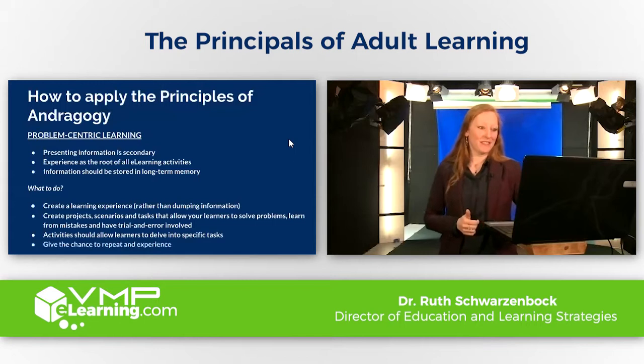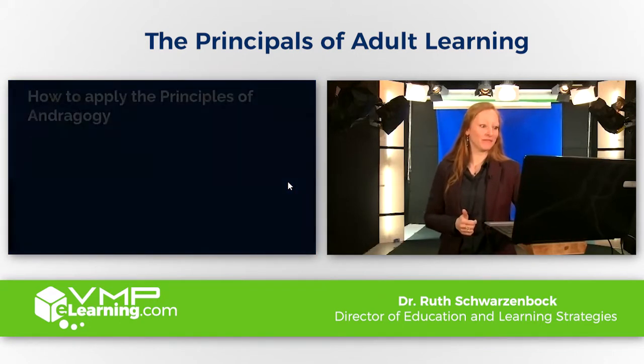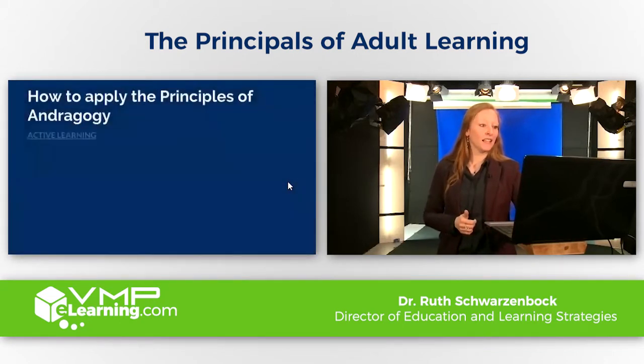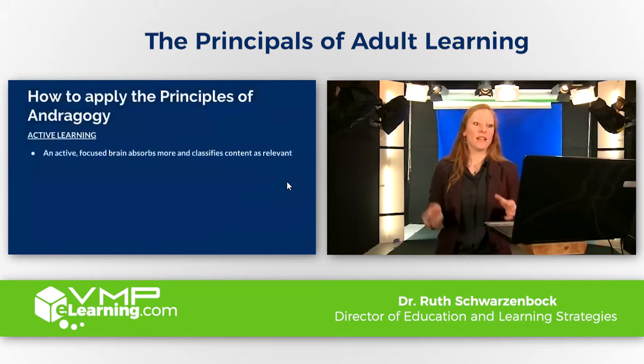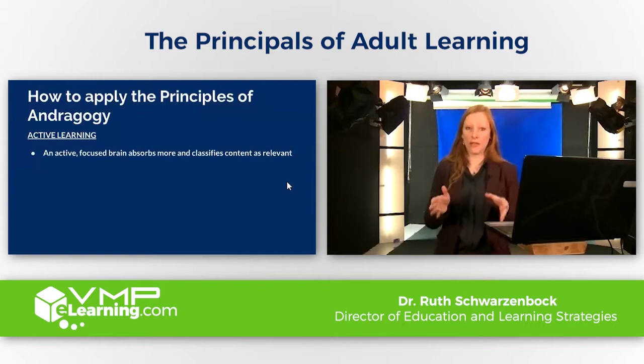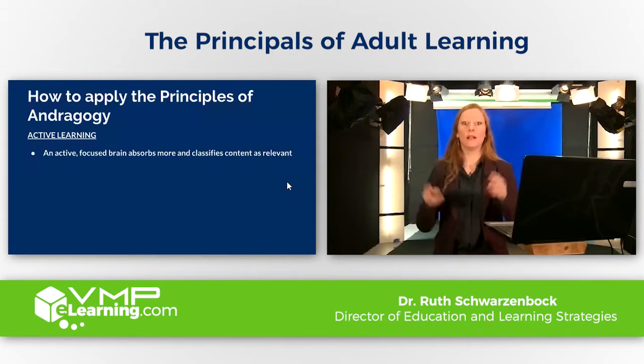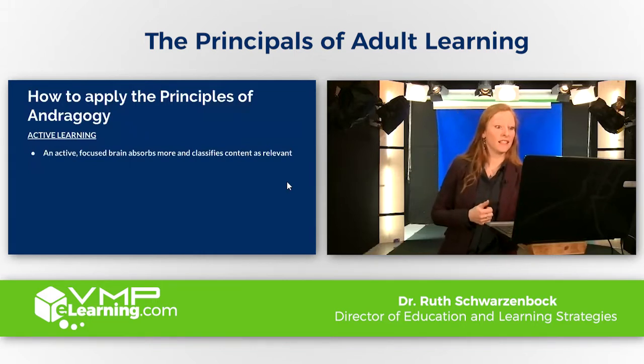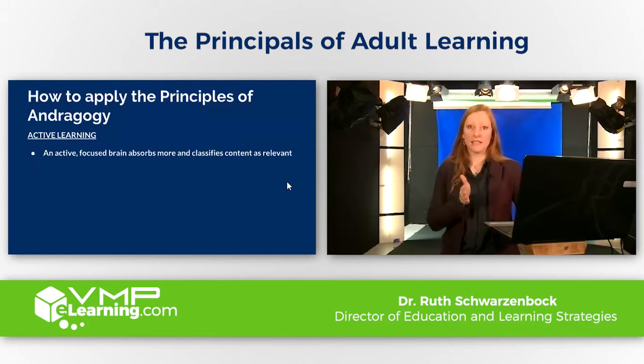All right, what was the next principle? The principle of active learning. Principle of active learning means different things. We need an active and focused brain, so we can actually memorize the things that we go through, that we learn, that we memorize better. And your brain then classifies the content as relevant, so it will pay more attention, it will store it longer.